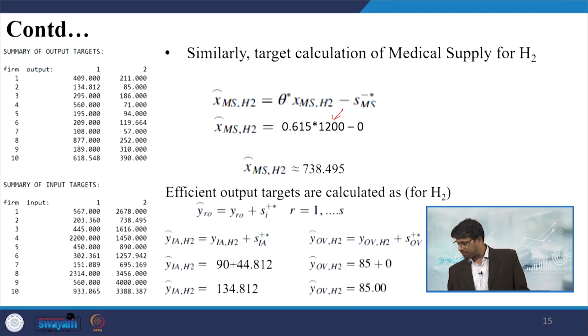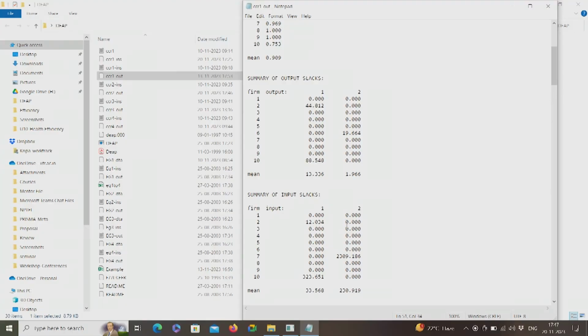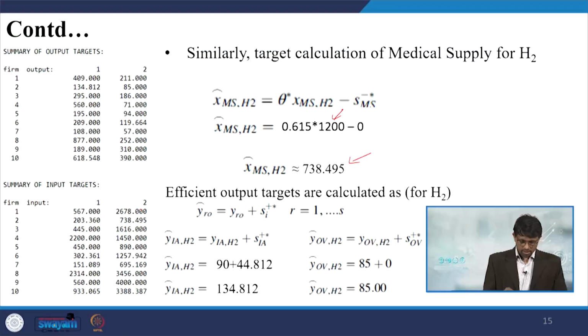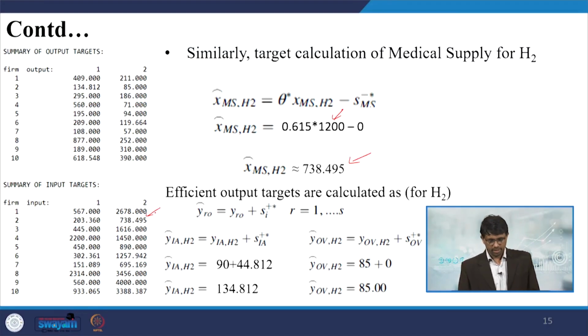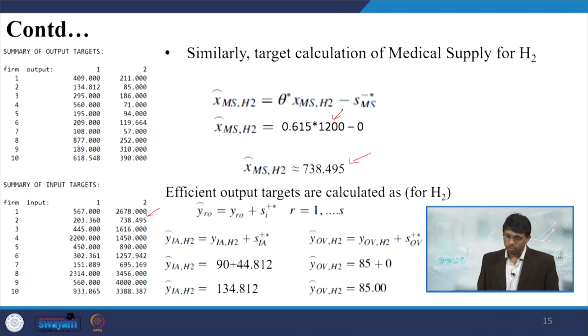If you check it from the table in my other window, I can highlight it for you if you are a bit confused. So, this is 0, is it not. So, the slack is subtracted as 0 in this case, 0.615 we already mentioned, hence the target boils down to 738.495.